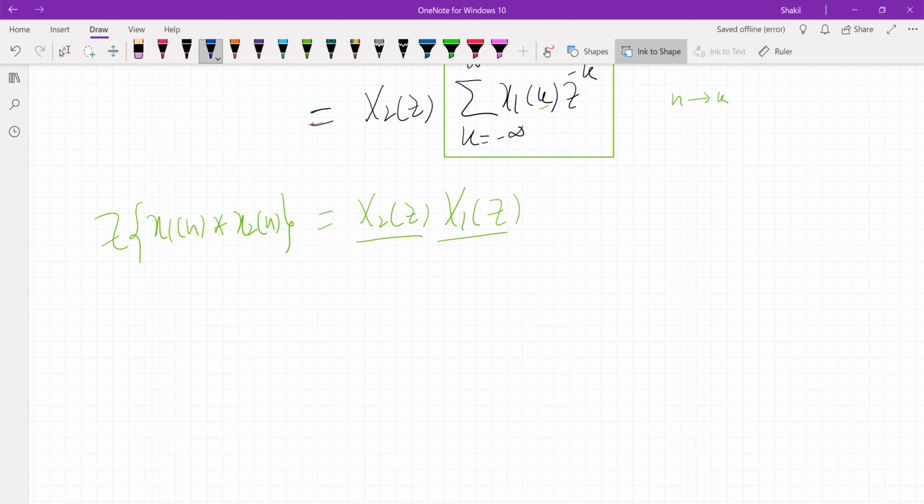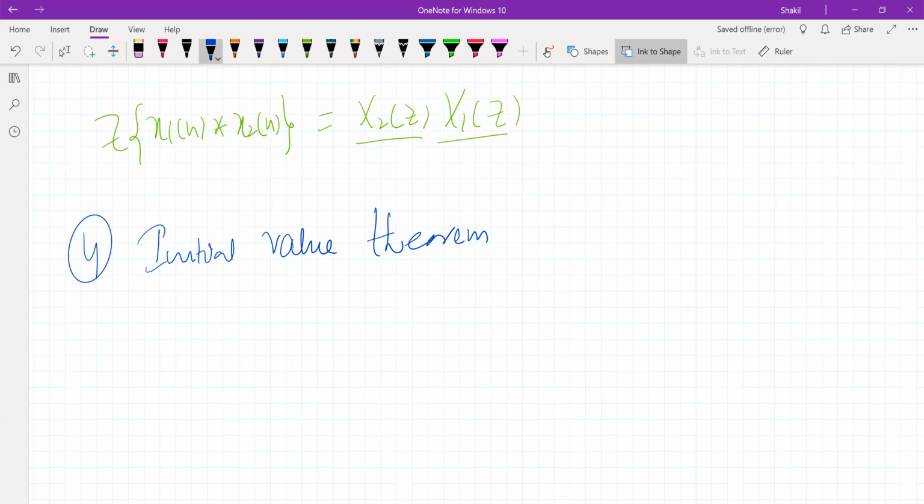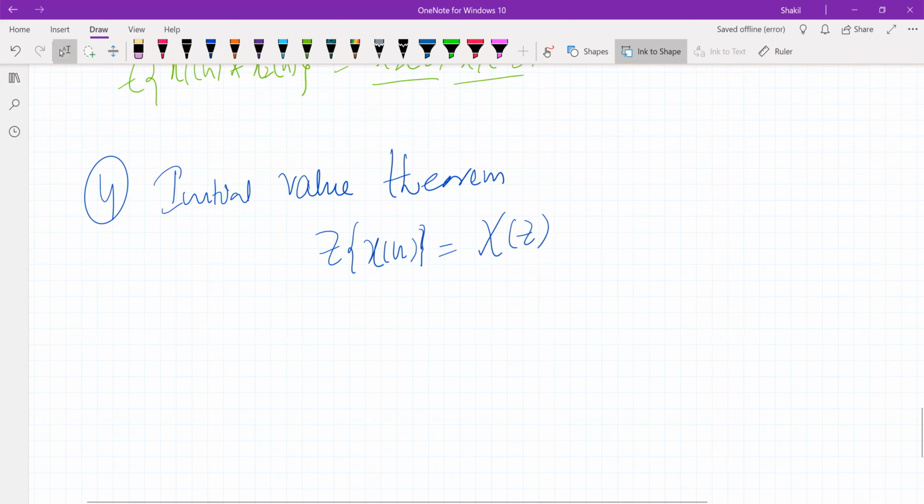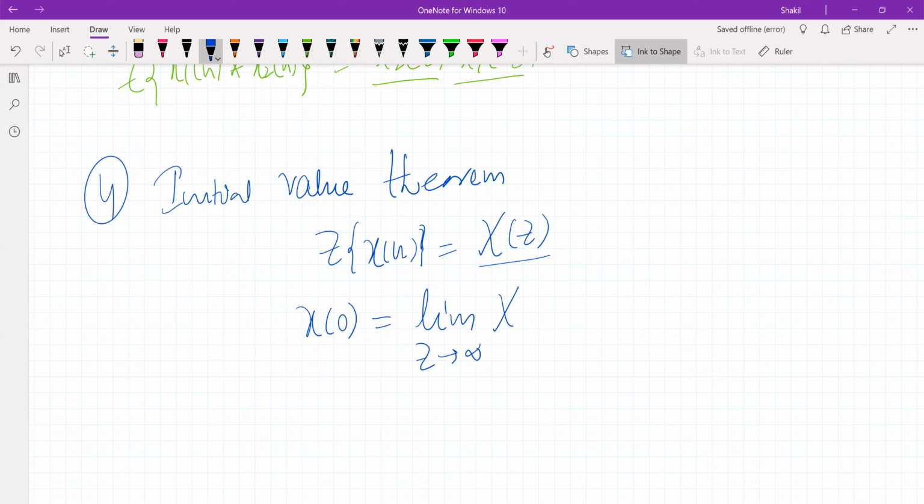Now the final property that we will discuss, the fourth property actually, I guess, is the initial value theorem. This theorem says if the Z transform of x of n is X of z, then we can get the initial value. Initial value means x of 0, when n is equal to 0. We can get it from the Z transform like this: the limit as z approaches infinity of X of z.